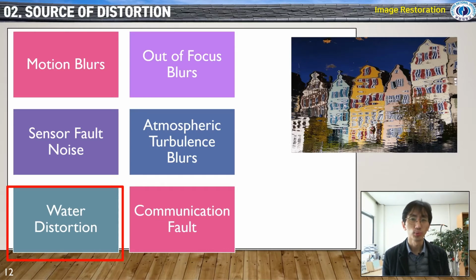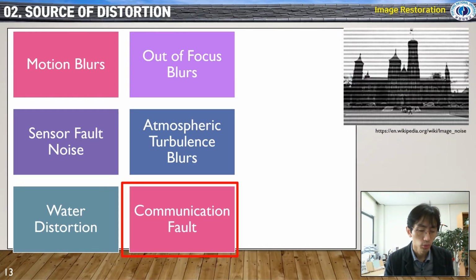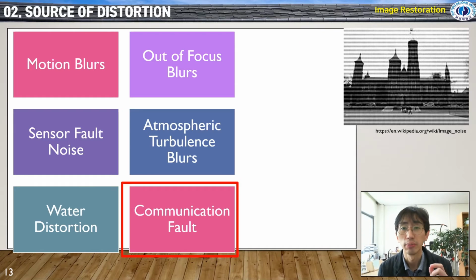Water continuously moves. So when we go under the water and take an image under the water, the images are easily distorted. Also, there could be a communication fault. The communication here means not the communication between humans, but the communication between devices.